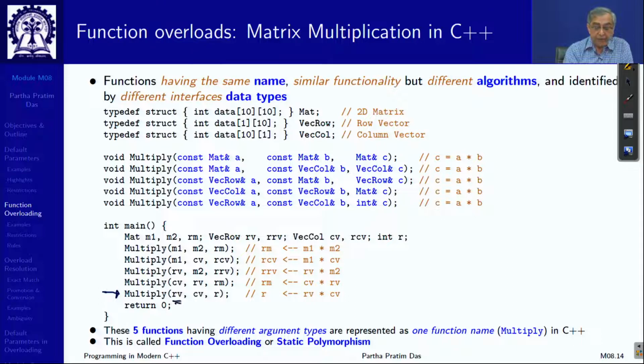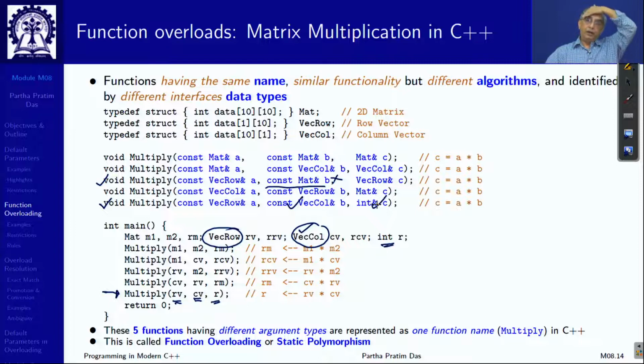The first is RV. RV is vec_row. If it is vec_row, then it can be either this function or this function, whose first parameter is vec_row. Then the second parameter is CV, which is vec_col. In this other one the second parameter is mat, so it cannot be. So, it has to be this. And the third parameter is R, which is int, and it matches. So, it is the fifth function.